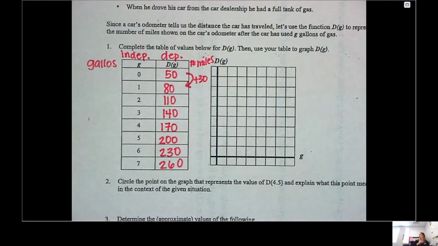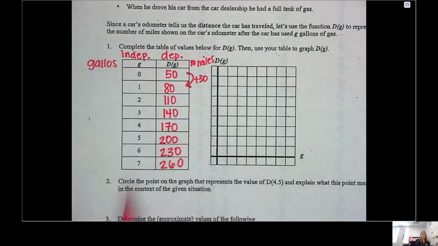Okay, so it's consistent. I'm adding 30 each time. My graph is going to look like a what? Is it going to be a line, or is it going to be the curved one? It's going to be a straight line, exactly. So now what we're going to do is graph our data. Now, on the x-axis, this is my independent variable.